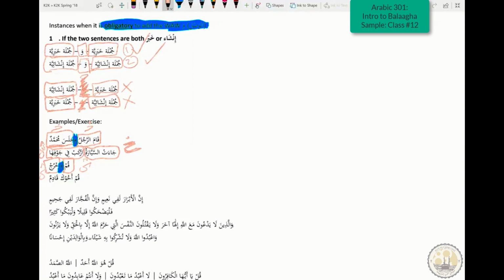Okay. Another example. قم أخوك قادم. Stand, your brother is coming. First sentence is قم. Second sentence is أخوك قادم. قم, is this جملة إنشائية or خبرية? Good, it's a command, so it is إنشائية.